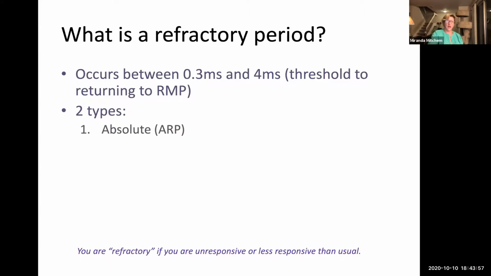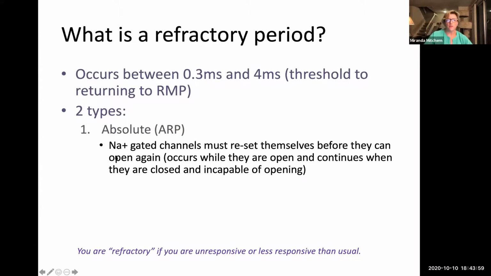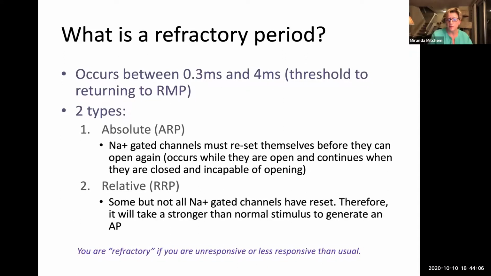We have, again, the absolute, and a summary of what's happening with the gates here. We just went through that. And then we have the relative. So some of our channels have reset, and some of the gates have reset back to the normal concentrations, but we need a stronger than normal stimulus to hit action potential, right? If you're refractory to something, it means that you're unresponsive to whatever that is, or you need more of it to respond.